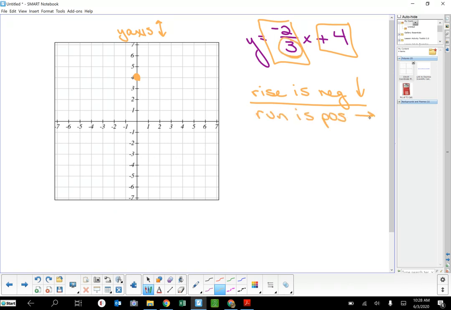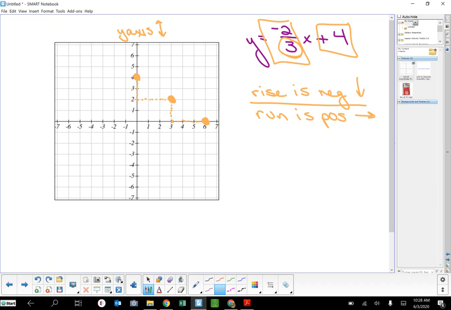So it's going to go to the right. So I'm going to go down 2 units, run to the right 3: 1, 2, 3, and this is where my next point would go. Down 2, run 3. That's where my next point would go.